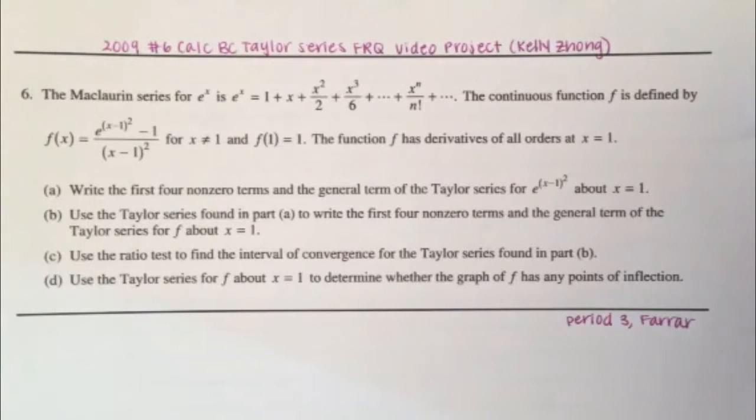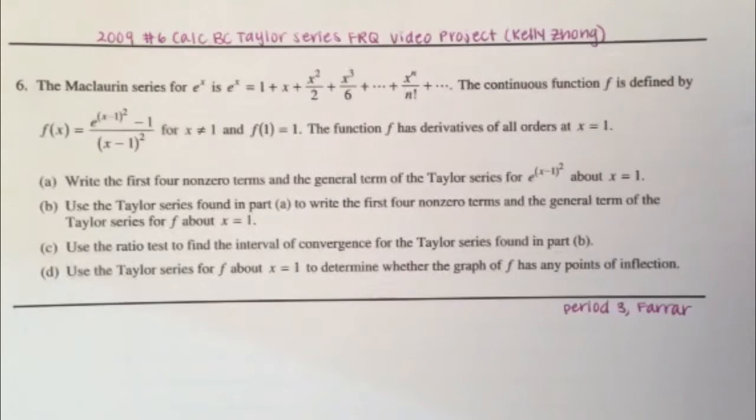Part A says to write the first four non-zero terms and the general term of the Taylor series for e to the power of (x minus 1) squared about x equals 1. This problem requires you to pay attention to structure. They tell you that e to the x is the sum of x to the nth power over n factorial, so all you have to do to find the Taylor series for e to the (x minus 1) squared is to plug in (x minus 1) squared for x.